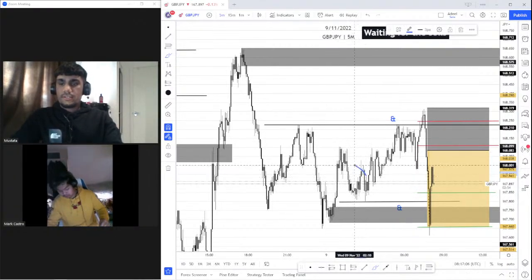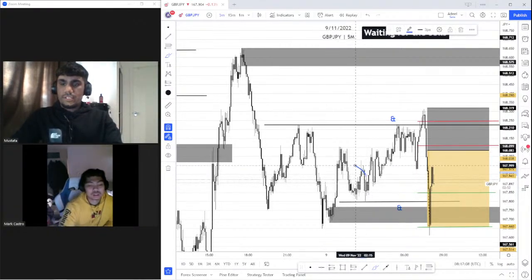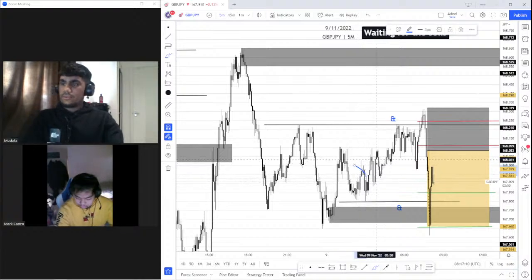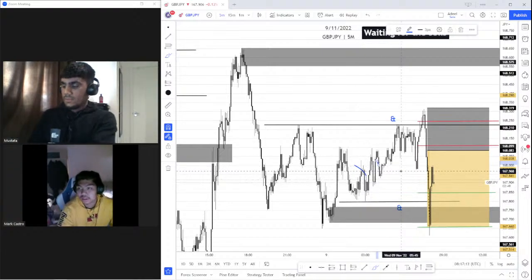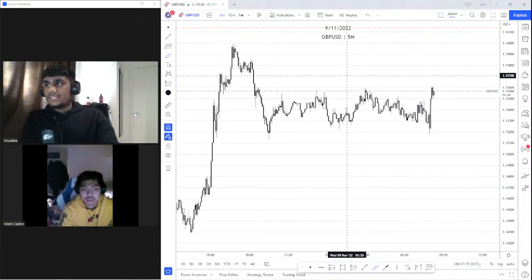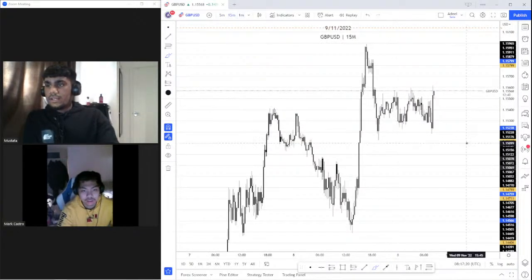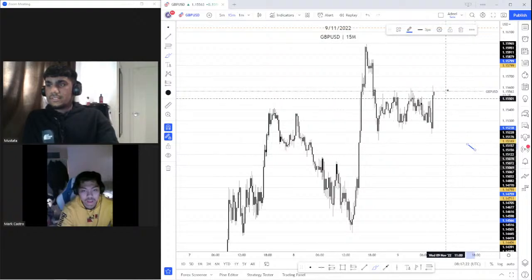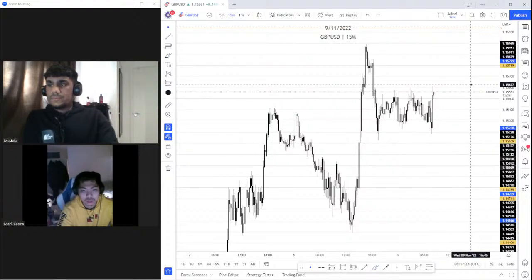Nice. Okay, I got you. What do you think about GU? Seems like it wants to go up. Let's see. Let's find out. Is it doing the same as GJ? I haven't looked at GU properly. It's taking highs. It's taking liquidity. Okay, it's not really similar at all, is it?